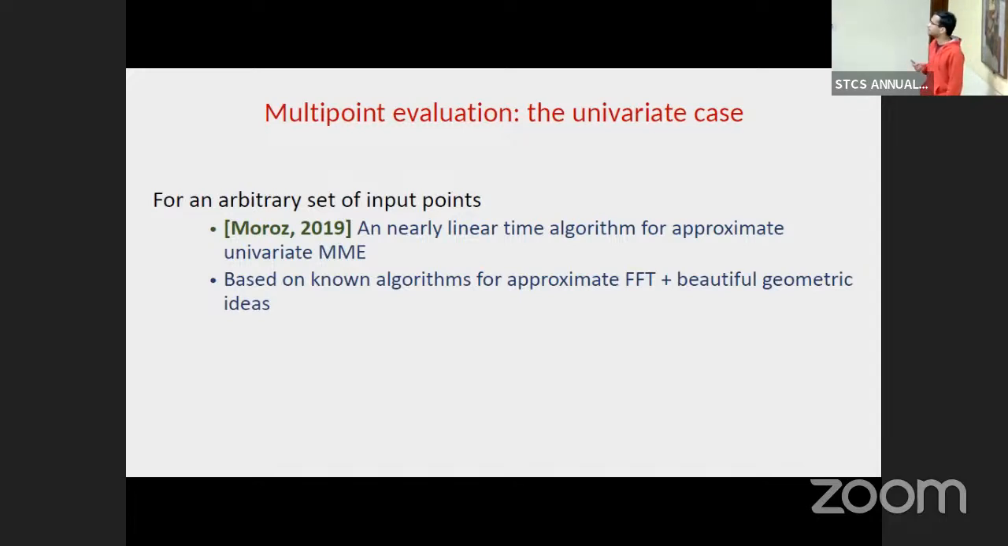By the way, this FFT-based algorithm of Borodin and Munro is nearly linear time if you count the number of field operations. If you look at the bit complexity of it over an infinite field, it's actually not a nearly linear time algorithm. In fact, we didn't know such an algorithm until this paper of Moroz's from 3 years ago. What Moroz does is give a nearly linear time algorithm for approximate multipoint evaluation. And this is again based on approximate FFT and some very, very pretty geometric ideas.